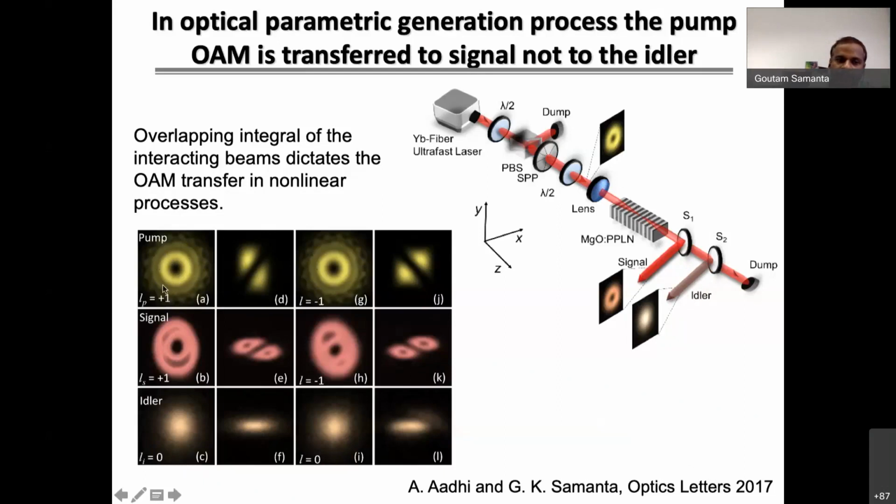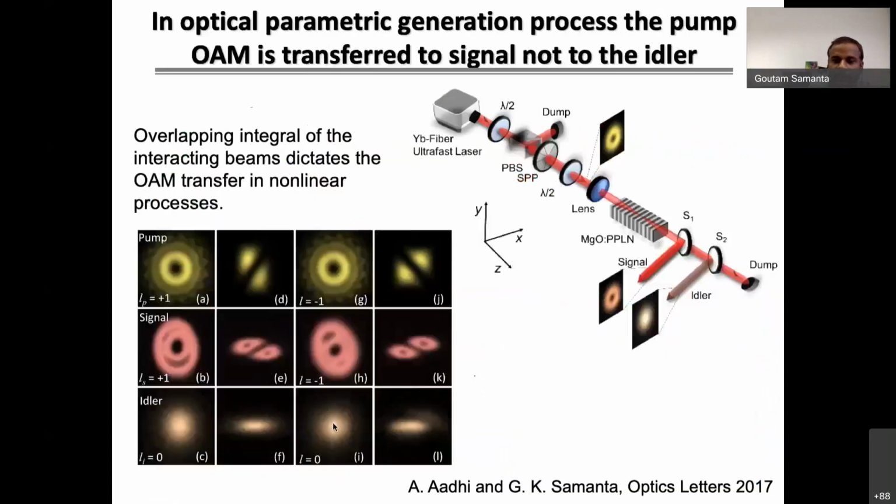When the pump has order 1, which is also evident from the splitting of these lobes, you can see the signal has the vortex, and the idler is a Gaussian beam. That is evident from the lobe structure. If you have -1, you can also see the lobe structure rotating because the phase variation has rotated, but the idler is always Gaussian. Even though we said the idler can also get the orbital angular momentum, that is very interesting to see. In all cases, the orbital angular momentum is transferred into the signal, not the idler.